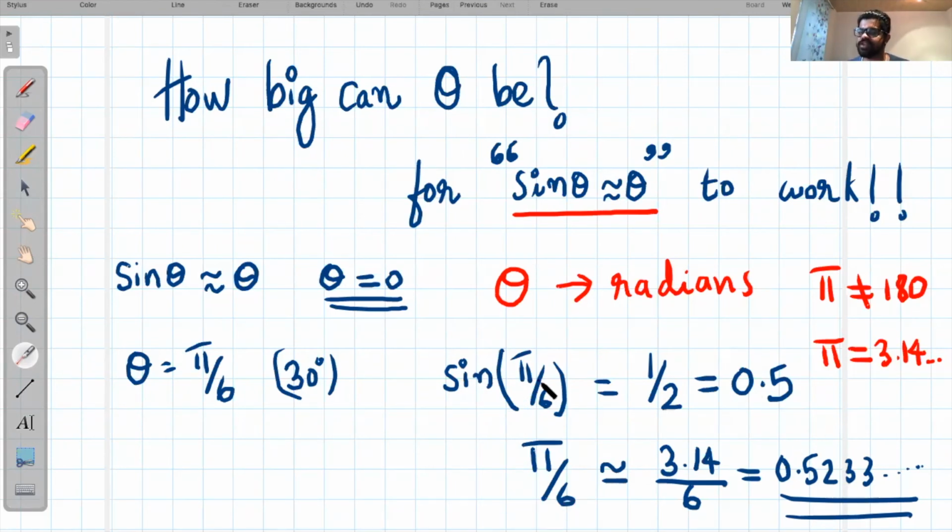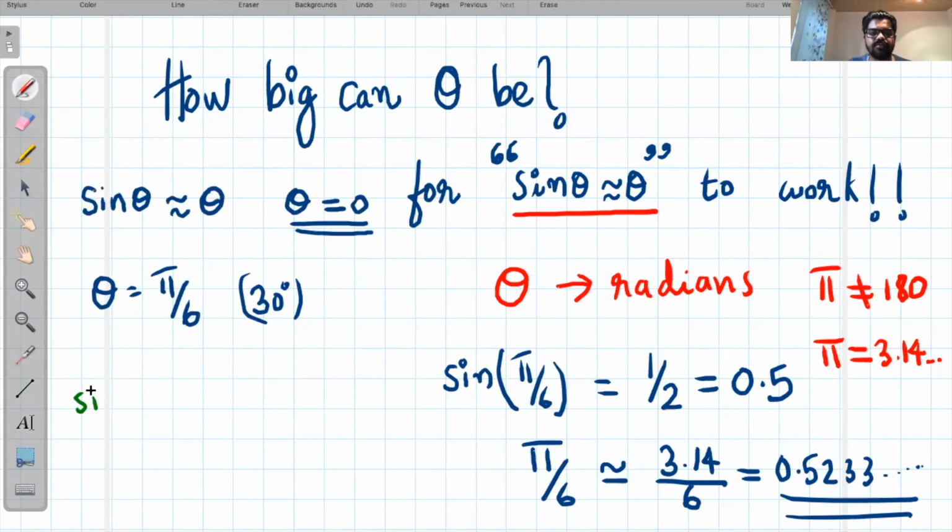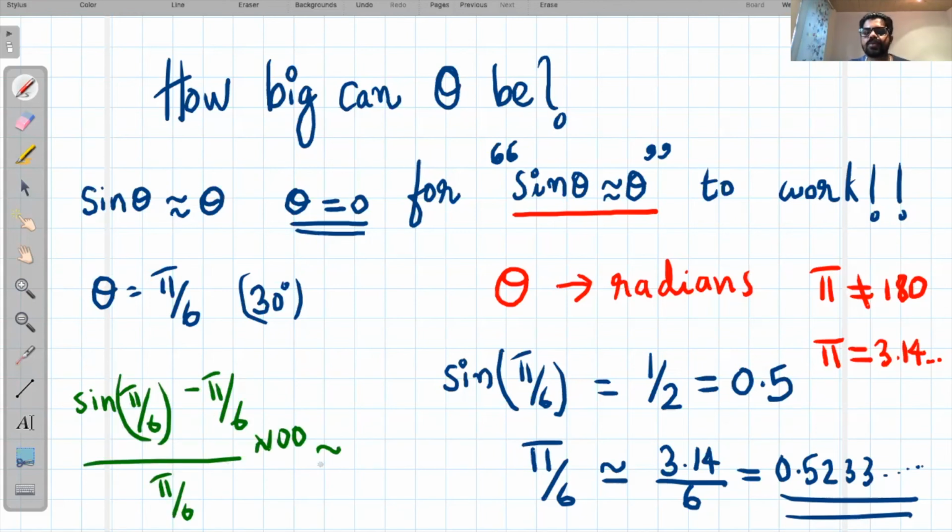So even if your angle is as big as 30 degrees, if you calculate the percentage error or the percentage difference between these two, which is sine of pi over 6 minus pi over 6, divided by pi over 6, into 100, you can see that this is approximately equal to 4.67. This tells you that even if the angle that you have in hand is as big as 30 degrees or pi over 6, the sine theta is equal to theta approximation still works with just an error less than 5%.